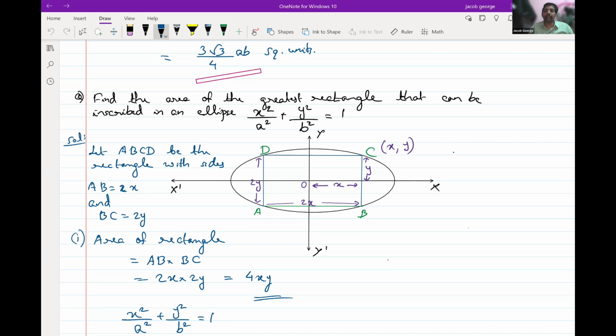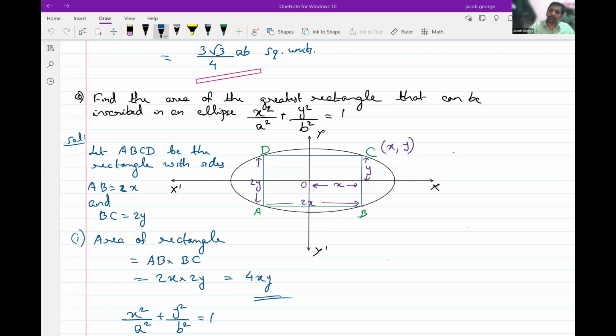Find the area of the greatest rectangle that can be inscribed in an ellipse. So rectangle. So we took the length as 2x and breadth as 2y. It is inscribed in the ellipse x square by a square plus y square by b square is equal to 1. But see how this question will be asked as case study. So that one you have to understand. This is the normal question.